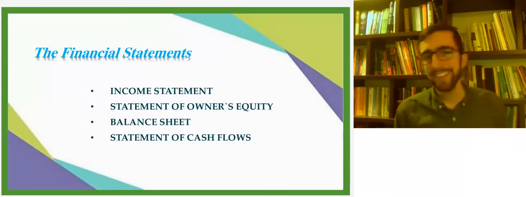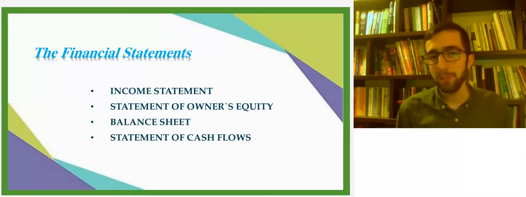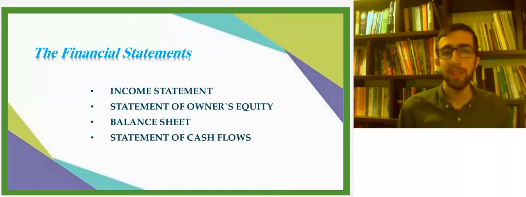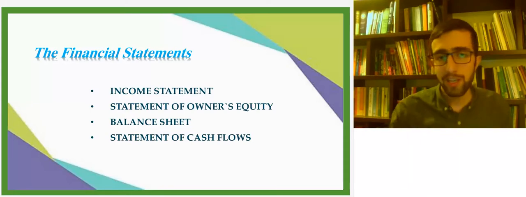And finally, in accounting, we have 4 important financial statements, including the income statement or statement of operation, the statement of owner's equity, the balance sheet, which we can also call the statement of financial position, and the last one is the statement of cash flow. So let's analyze what these financial statements are in the next pages.